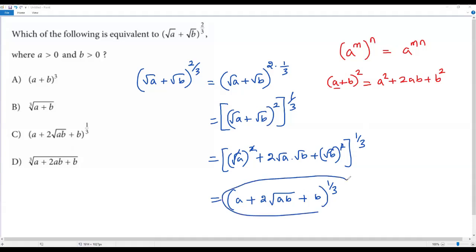So this is the expression I'm getting equivalent to (square root of a plus square root of b) to the power of 2/3, and I find this expression, that is (a plus 2 times square root of ab plus b) to the power of 1/3, in option C. The correct answer choice for this question is option C.